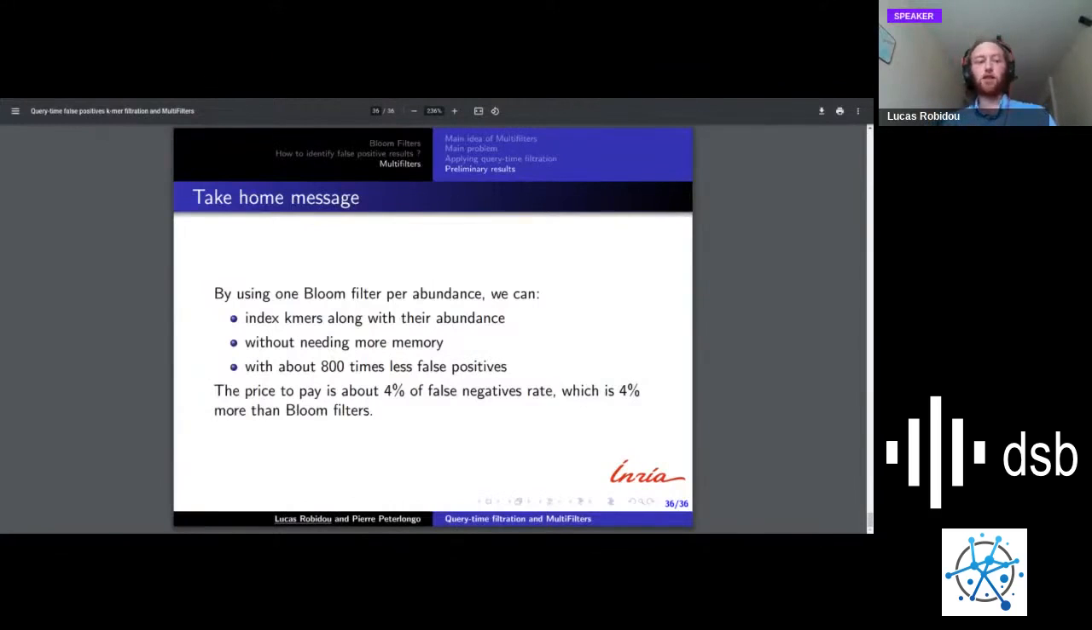So the take-home message is that by using one Bloom filter per abundance and k-mer filtration, we can index k-mers along with their abundance without paying more memory, since it's linear in the number of elements you store only, and you keep storing the same number of elements. That way we can achieve 800 times fewer false positives than we would have expected using naive Bloom filters, but the price to pay is about a 4% false negative rate, whereas naive Bloom filters have none.